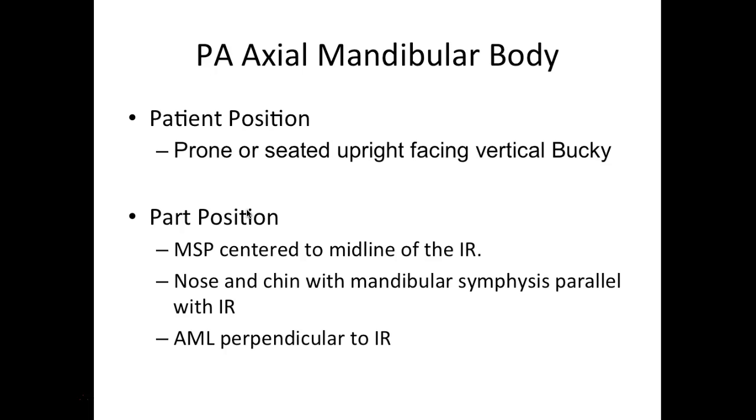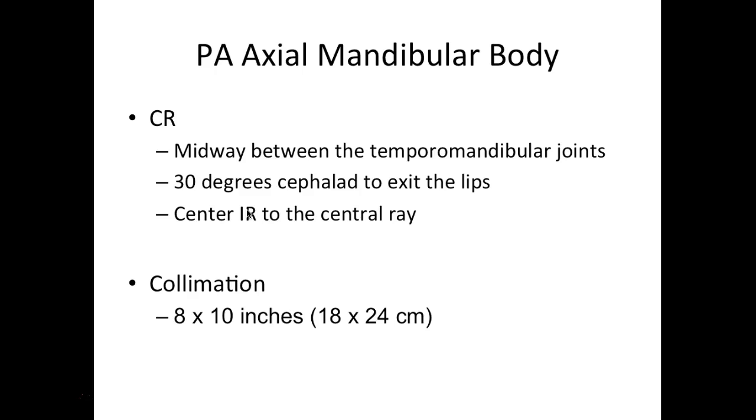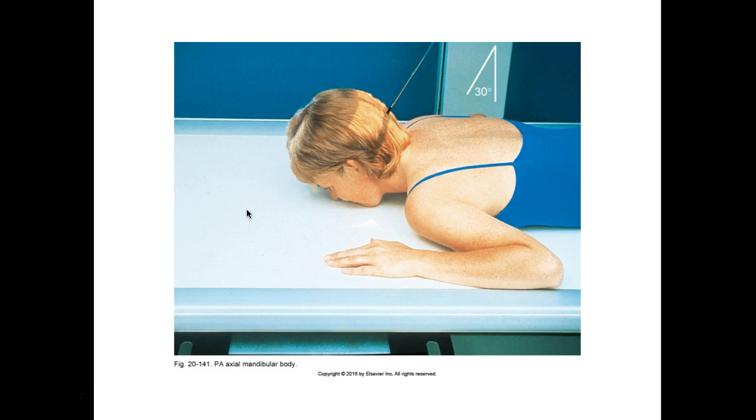All right, so PA axial for the mandibular body. So patient's in the same position, upright or seated in a chair if you can. MSP is centered to midline, nose and chin with the mandibular symphysis parallel to IR, and we've got the AML perpendicular to the IR. So the CR enters midway between the temporomandibular joints, and we're going to angle 30 degrees cephalad to exit the lips. Okay, so here they have the patient prone, so we're going 30 degrees, and we are exiting the lips here with your AML.